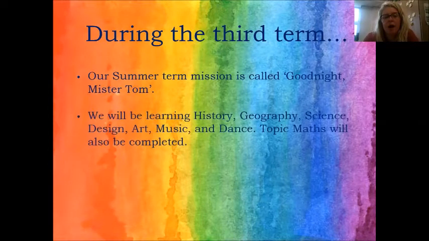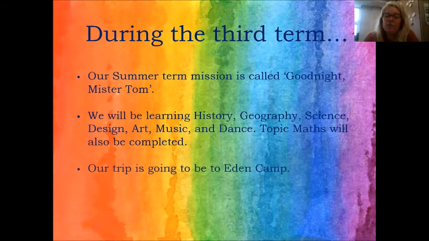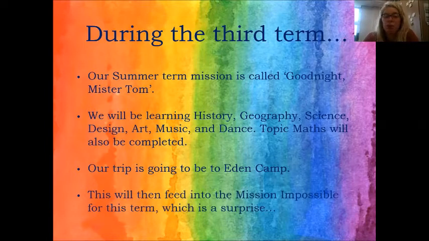So during the 3rd term, our summer term mission is called Goodnight, Mr. Tom. We'll be learning history, geography, science, design, art, music and dance, and we'll be learning topic maths as well to do with cooking. Our trip is going to be to Eden Camp. You should get a letter about that in the next few weeks. It's a really, really good trip. We went for the first time last year, and oh, it's so much fun. It's brilliant. And this will all then feed into the Mission Impossible for this term, which is a surprise for now. Okay, I'm just going to stop there and share the mission list with you so you can see the different things that we're going to be learning about.